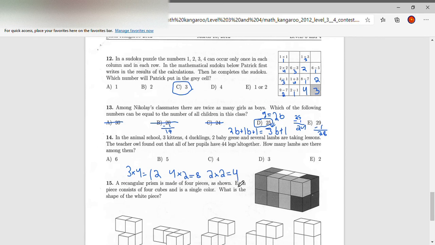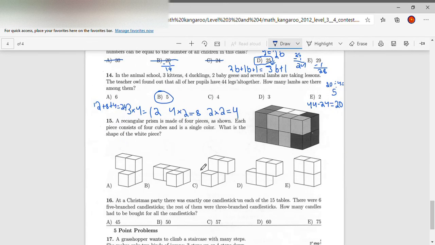So let's add this all. 12 plus 8 plus 4, you get 24. So now we have to subtract 24 from 44. 44 minus 24, we get 20. So now lambs have 4 legs. So when you divide 20 by 4, you get that there are 5 lambs among them, which is B, 5.